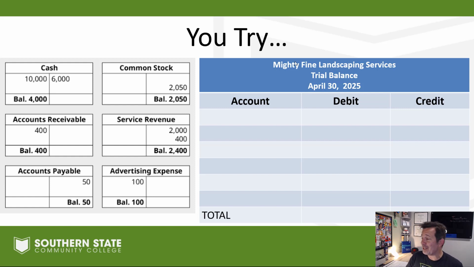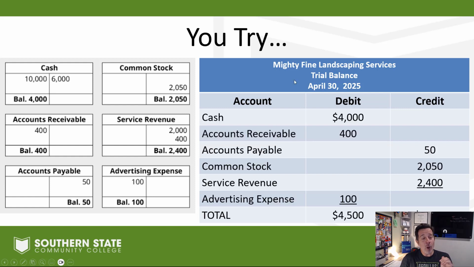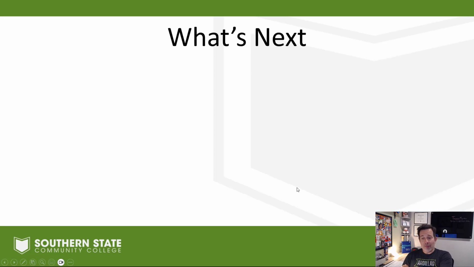All right, hopefully you've had a chance to do that. What did you come up with? Hopefully it looks a little bit like what you see right there. 4,500 is our total on both sides. Good. We need that trial balance to balance. You can see we've taken the ending balances and plugged them in. Hopefully you put it in the correct order as well: asset accounts, liability accounts, our equity account, revenue, and expenses. So, trial balance, good times.